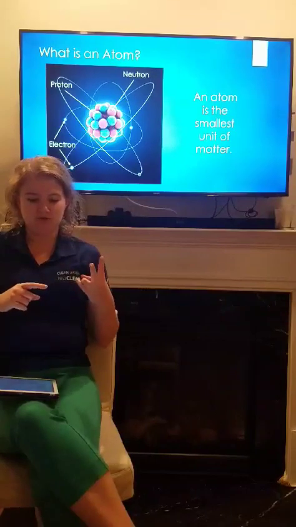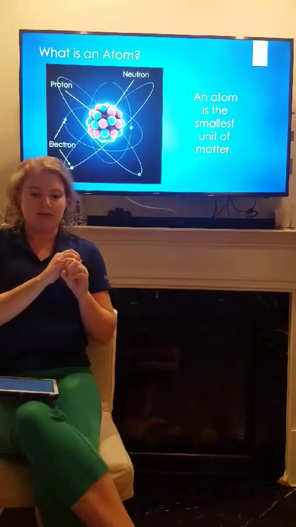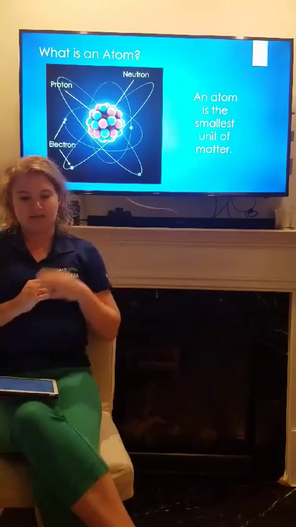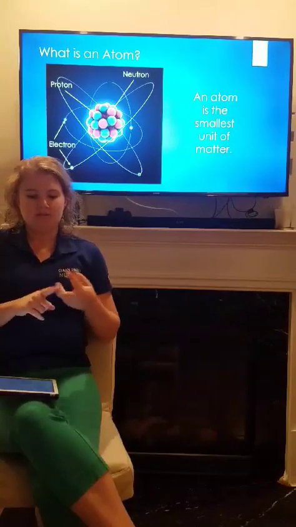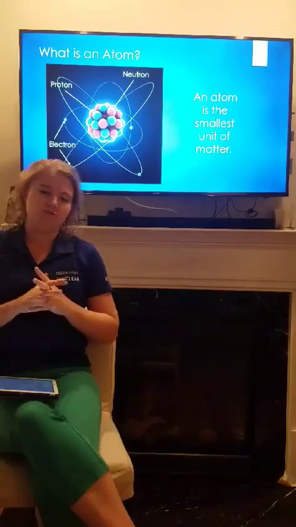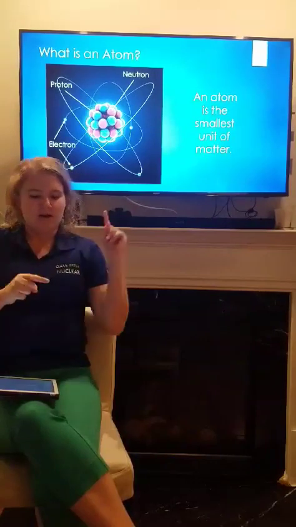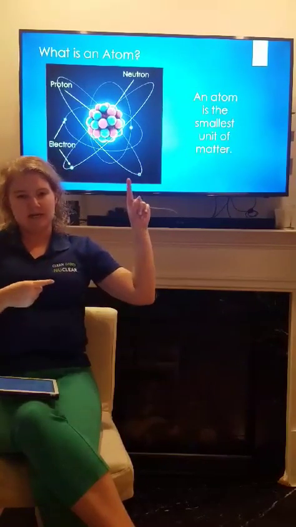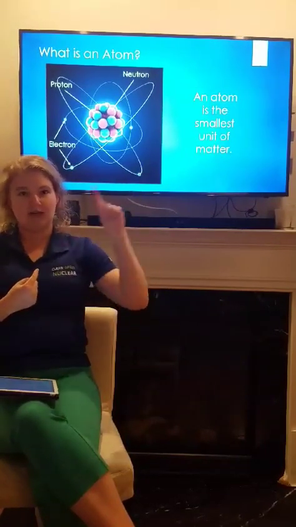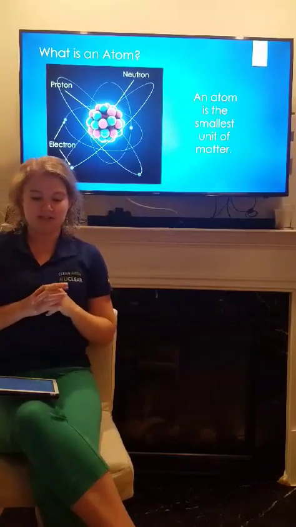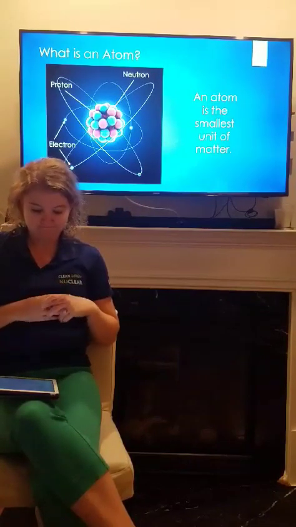Protons and neutrons are in the nucleus, the center of the atom. Protons are positive, neutrons are neutral, no charge. And then around the outside are orbitals, and those are electron orbitals, and electrons have a negative charge.